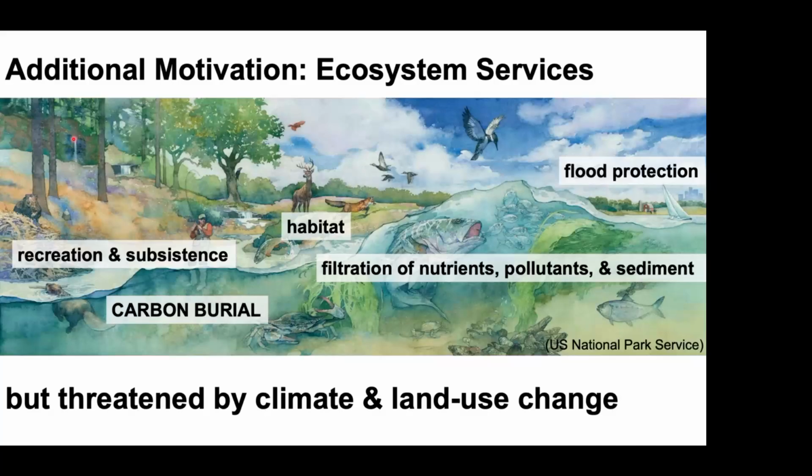The second reason why I'm interested in salt marshes is because they provide important ecosystem services and functions. And so these include things like flood protection for often vulnerable coastal communities and for infrastructure like roads and airports. They also provide valuable habitat for fish, shellfish, birds, and other species. These are also areas of recreation and of subsistence. Salt marshes filter sediment, nutrients and pollutants, thereby improving water quality. And of course, they are areas of rapid carbon burial, or at least we think. But despite their importance, salt marshes are increasingly being threatened by climate and land use changes.